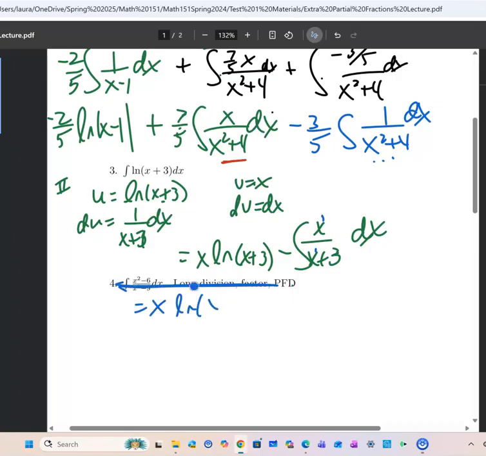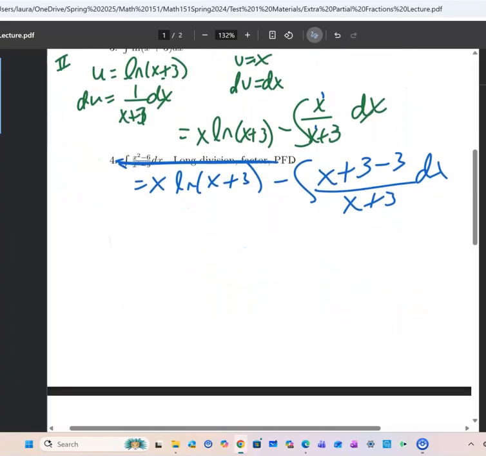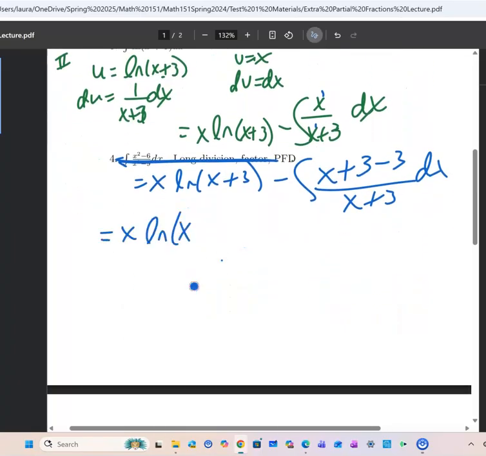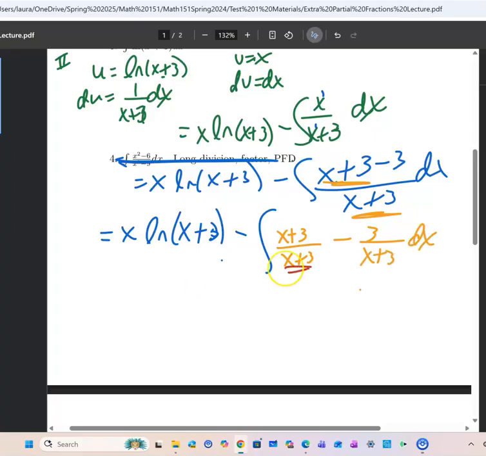The trick mathematicians love to add and subtract numbers. So I'm going to say x plus 3 minus 3 all over x plus 3. And then I'm going to separate this. So I'll get this over this, x plus 3 over x plus 3 minus 3 over x plus 3. Well, you know that's 1. So carrying this along, I'll have minus integral of 1 minus 3 over x plus 3.